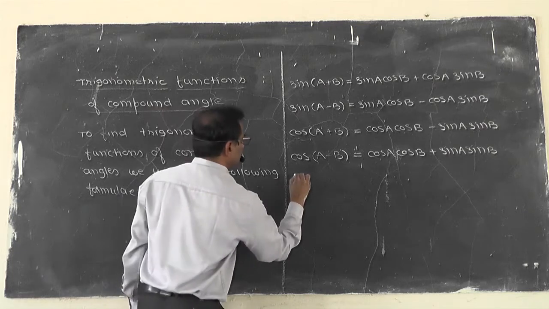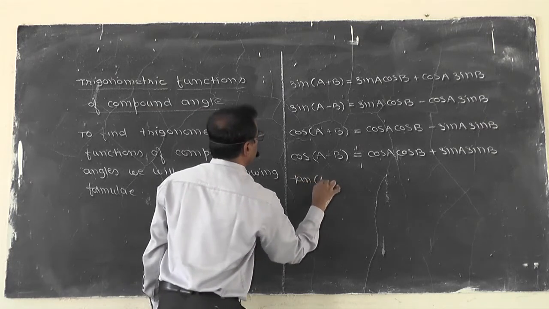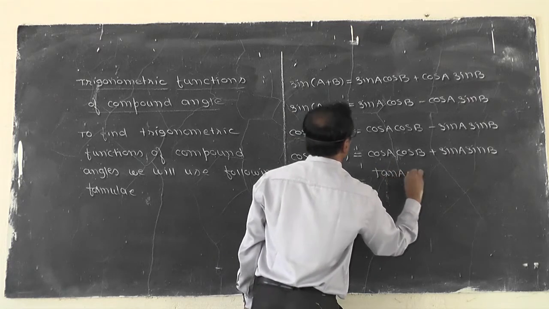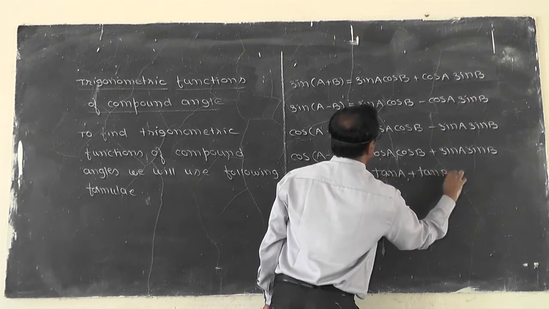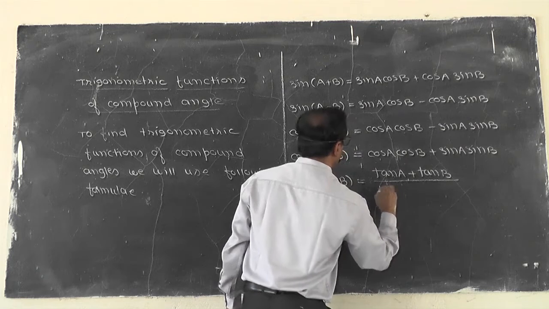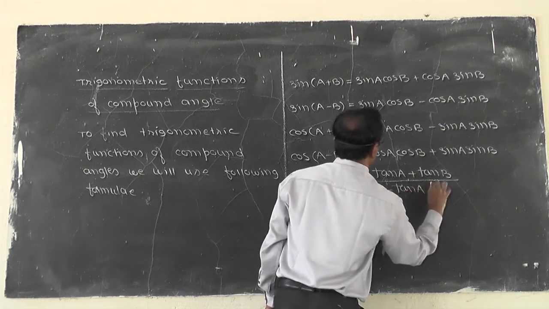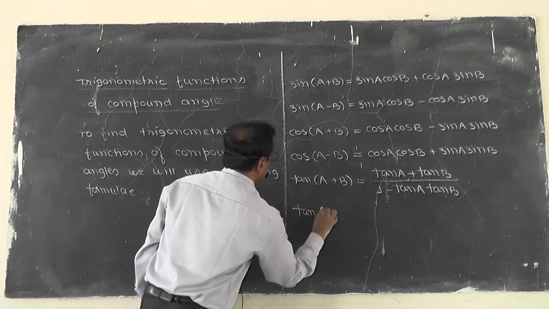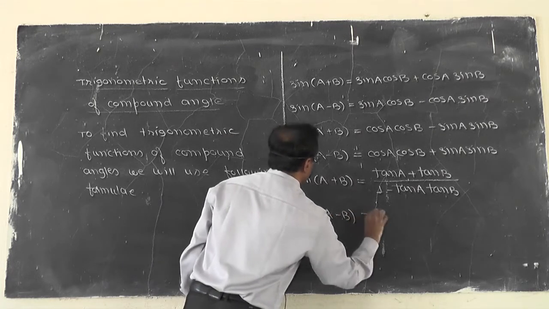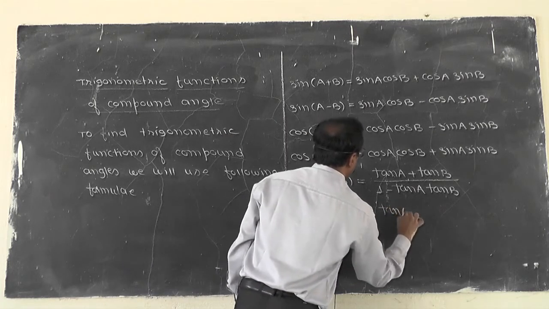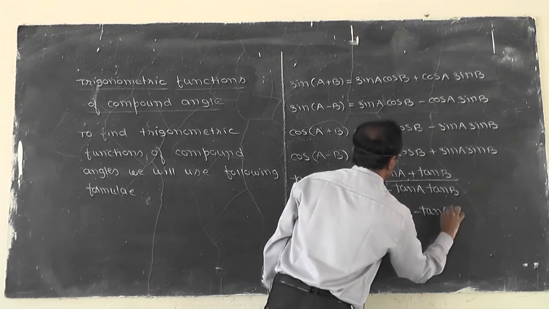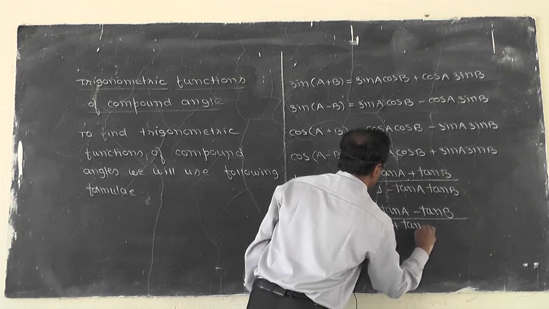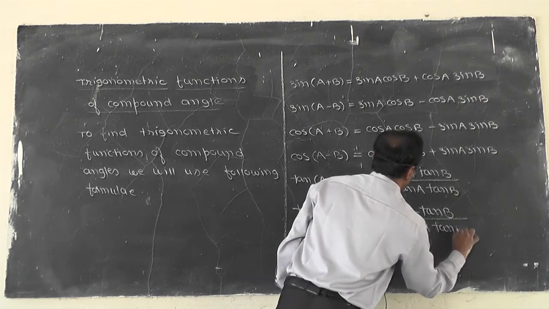Very next is tan of A plus B. It has the formula tan A plus tan B divided by 1 minus tan A into tan B. And the very last formula is tan of A minus B. So it is tan A minus tan B divided by 1 plus tan A into tan B.